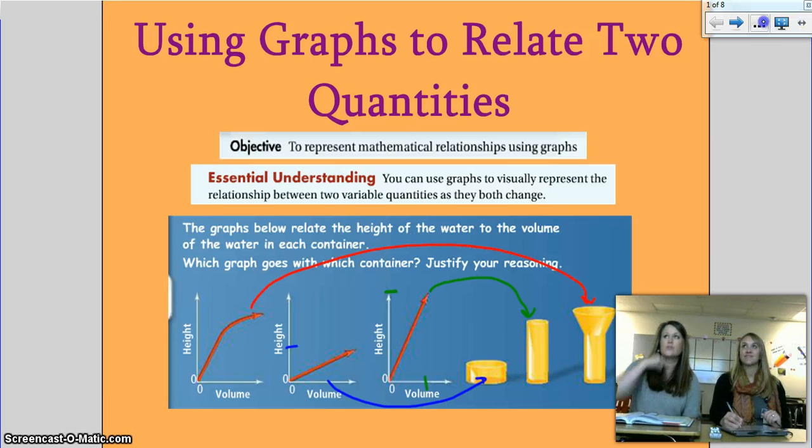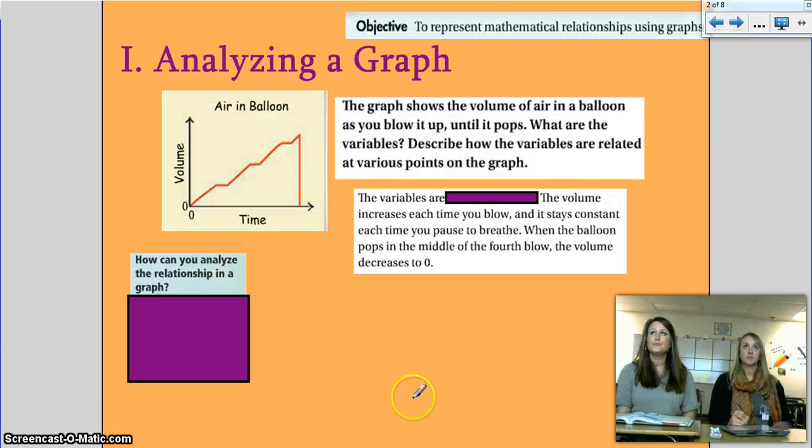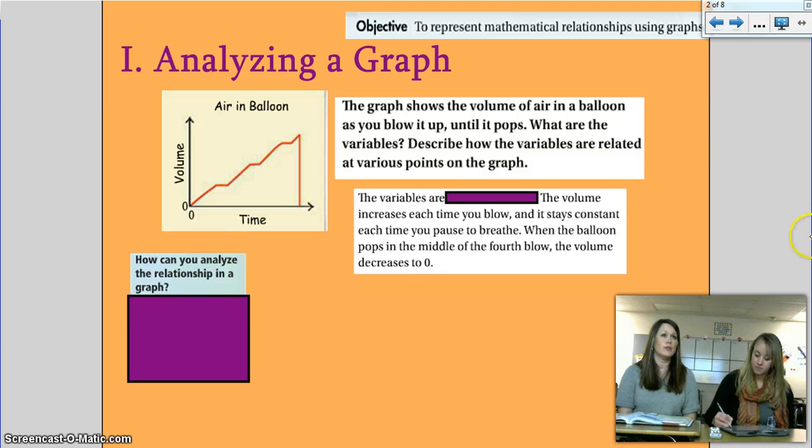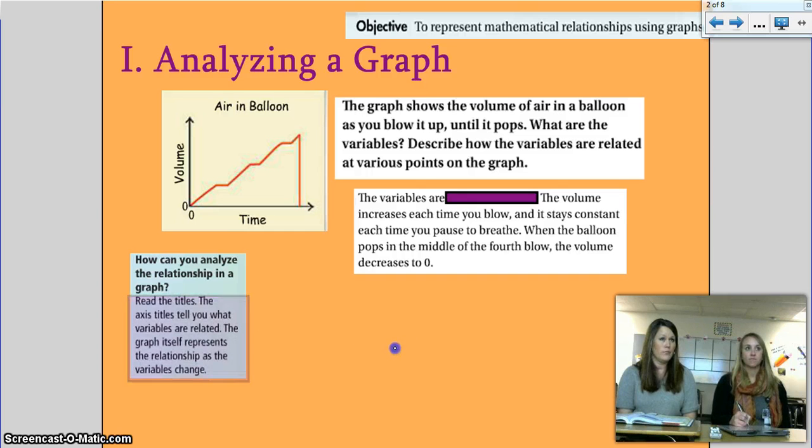It's that easy, folks. Now we're looking at an air balloon. Should we ask this question first? How can you analyze the relationship in a graph? Read the titles. Read all the information that's given. Read the titles and the axes, and they'll tell you which variables are related. The graph itself represents the relationship as the variables change, just like we talked about in the last one.